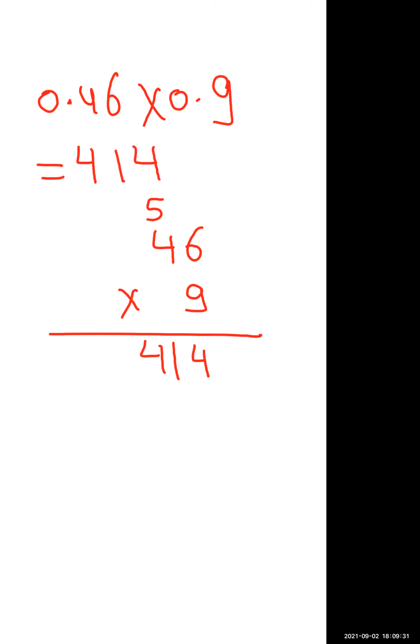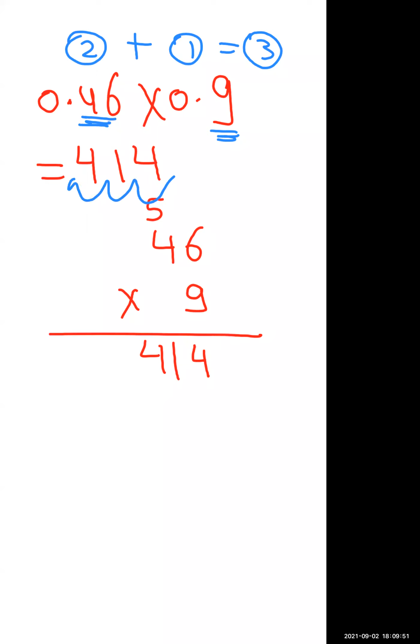So now this one will equal 414. Now get back to the decimal points. How many decimal places do we have here? Actually 2. And here 1. So 2 decimal places plus 1 decimal place will equal 3 decimal places. So now my answer will be like this: 1, 2, 3. So this means 0.414. So this is the answer. Okay?